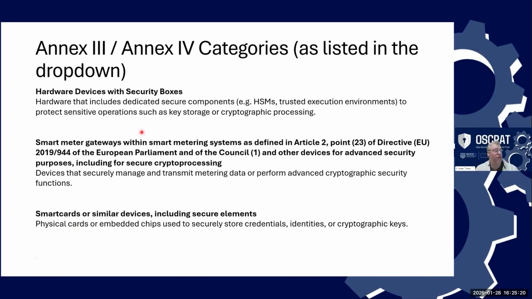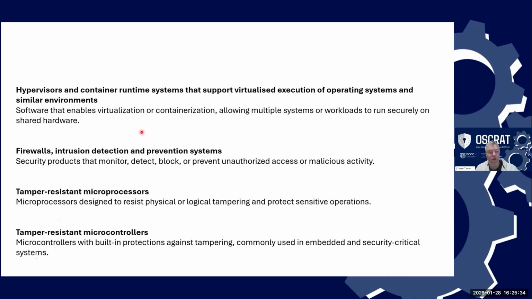So we have the hardware devices, we have our smart meter gateways, with a small description under it. More and more we're going to get toward more precise. This is written in Annex 3 and Annex 4. Then you have the containers, then you have the firewalls, intrusion detection and prevention systems. They have special things to be done with them. Tamper-resistant microprocessors, tamper-resistant microcontrollers. I believe you understand the difference between processors and controllers. The microprocessor is the chip, the controller is the chip and some surroundings. That can be very simplified.